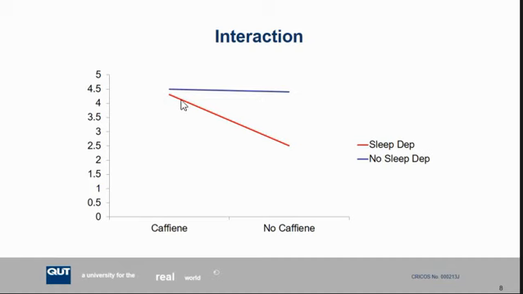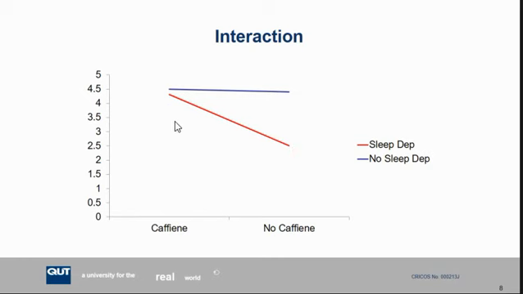Whereas the people who were exposed to sleep deprivation, caffeine has improved their scores in comparison to the people who did not receive caffeine. So in this case, there has been an interaction between caffeine and sleep deprivation in that receiving caffeine has mitigated the effects of sleep deprivation.